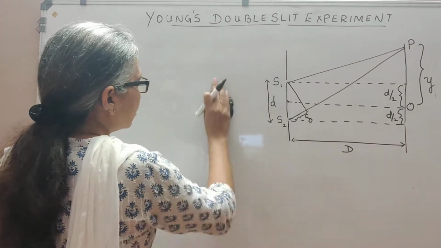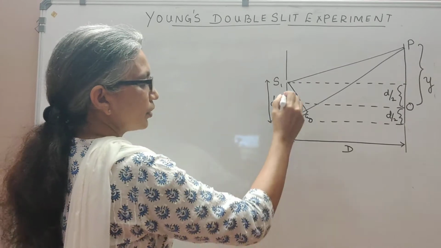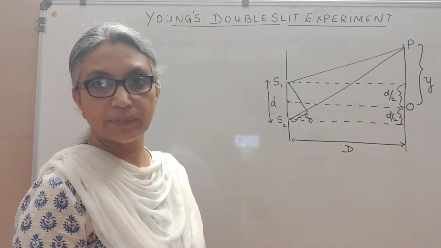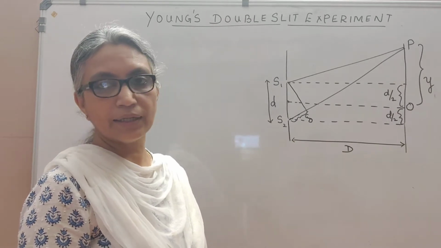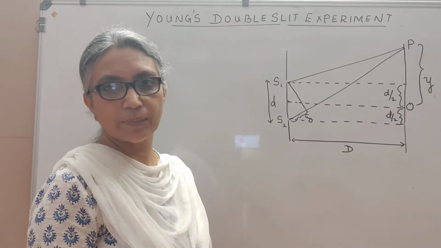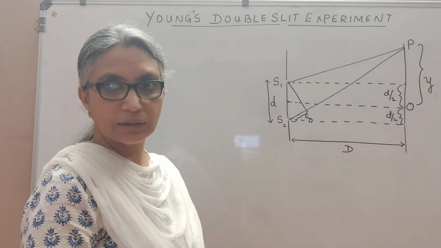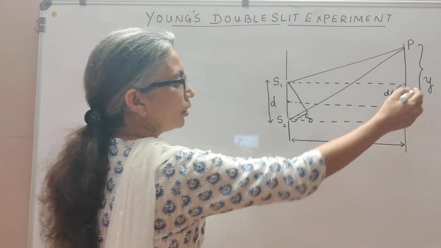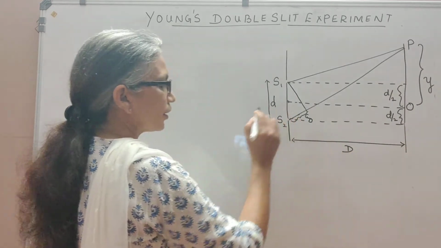Here we start with this path difference delta, because we know delta is n lambda for bright and delta is (2n plus 1) lambda by 2 for dark. So knowing that condition, we will now find an expression for delta in terms of Y, capital D and small d.